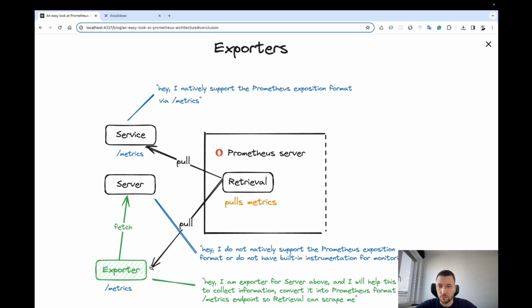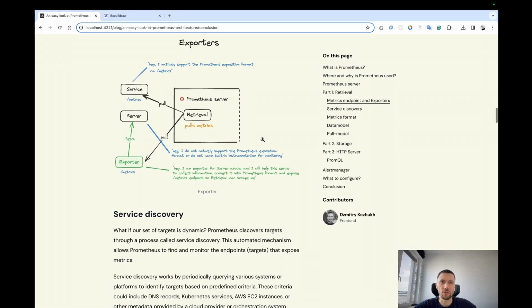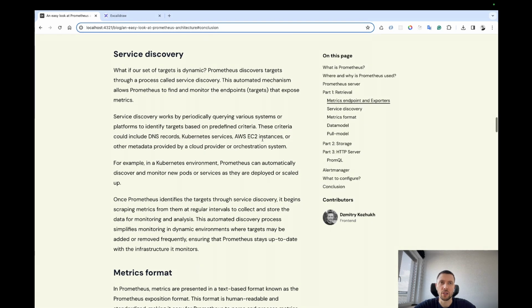And yeah, as we see in this diagram, this exporter helps this server to collect needed information and then convert it to Prometheus metrics format, and then Retrieval can scrape these metrics from that exporter, but actually from this server. Okay, so let's talk about service discovery.